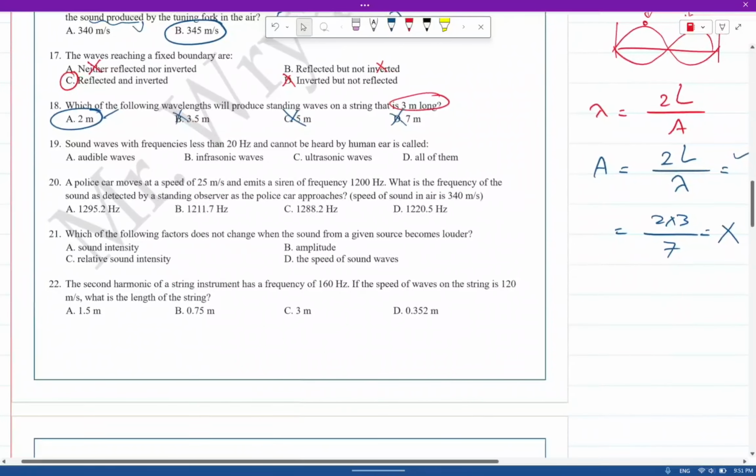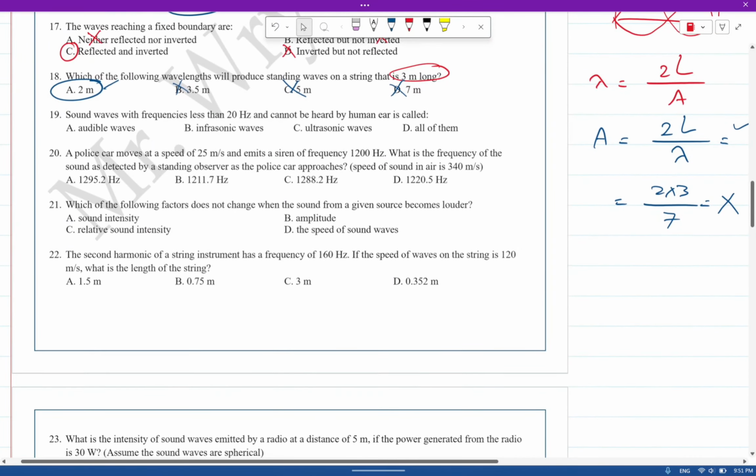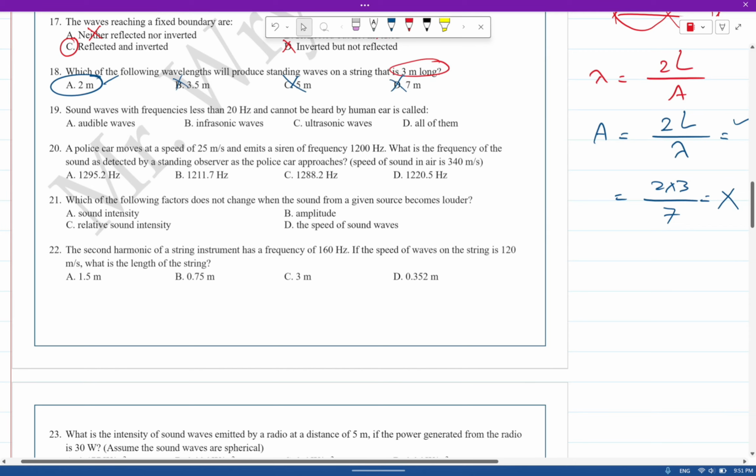Question 19 says, sound waves with frequencies less than 20 Hz cannot be heard by the human ear is called what? Is it audible? No, because audible ranges between 20 to 20,000. This says less than 20. So less than 20, of course, it is called infrasonic. Ultrasonic is higher than 20,000. All of them would be incorrect, so it is only B.